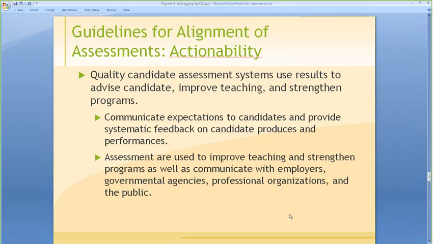So we want to be able to use our assessments for the candidates, but also once we aggregate data across courses or across programs, within programs and across programs, that we can look at particular assessment items and say, gosh, compared to these other assessment items, our candidates seem to be a little more challenged by this particular aspect of their preparation programs.